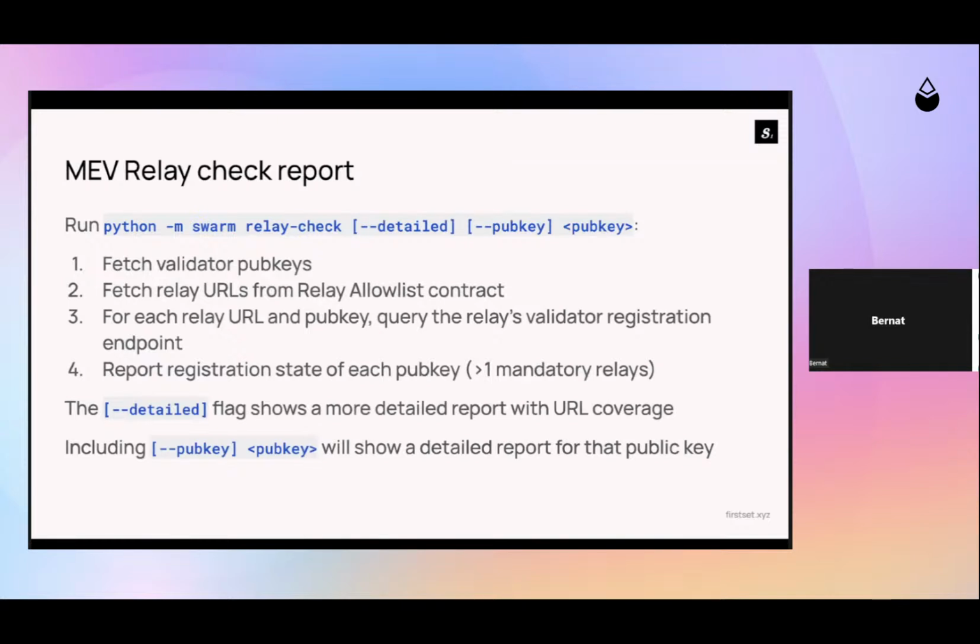And for the MEV relay, there's a few options here. We've been iterating on this command as we got feedback from the Lido team. Basically, there's a few different ways of using this command. The main one, the default one, is you get a summary report for all your public keys, but you can also get a report for just one public key, and you can also get a more detailed report with more context on the whole thing.